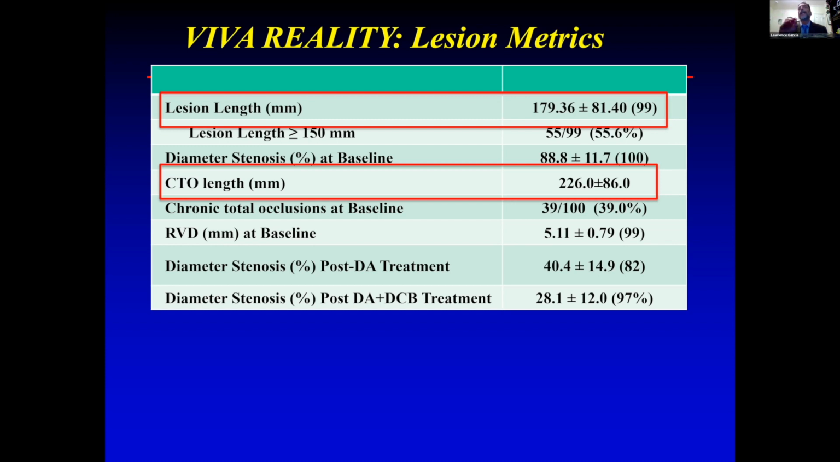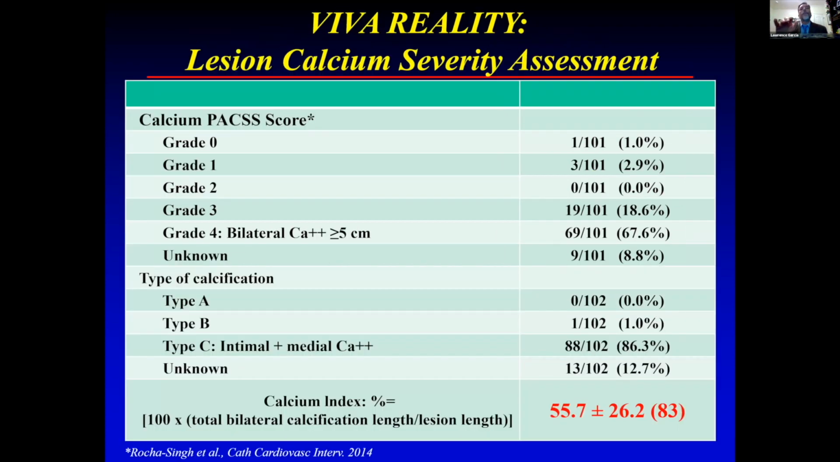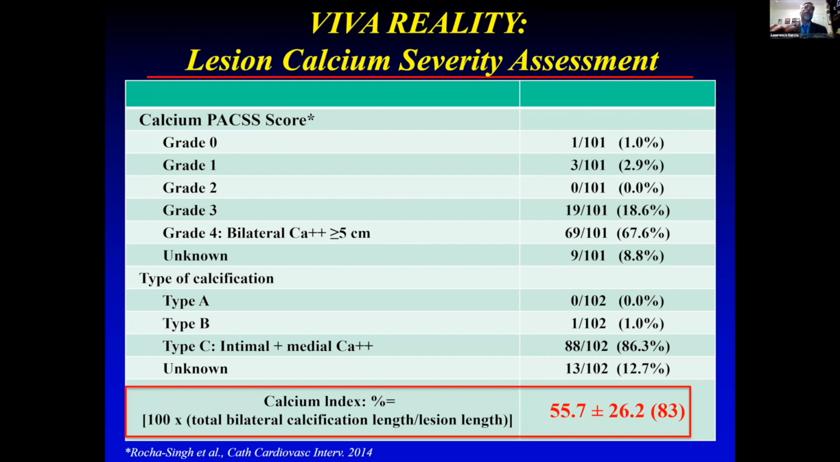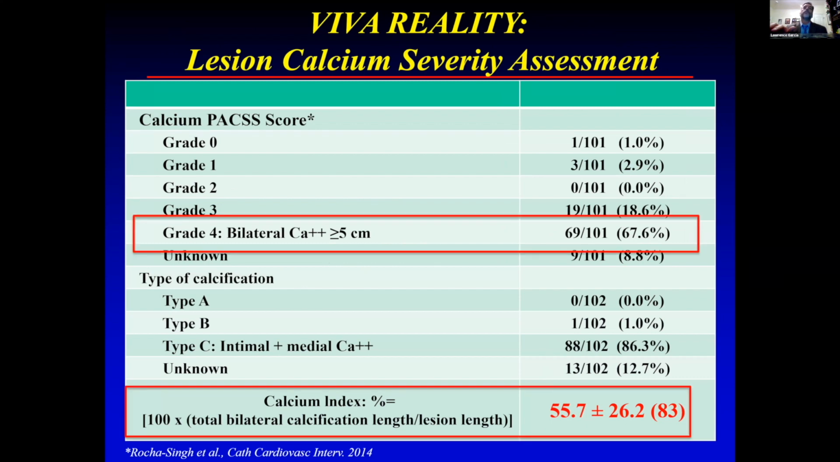And the goal for Reality was to look at debulking followed by drug-coated balloon. The PACSS score, which was the severity looking at both sides, was class 4, bilateral greater than 5 centimeters in the vast majority of the patients. And nearly 56% had a calcium score index of 55.7. So it was actually quite heavily calcified and quite long in lesion length.